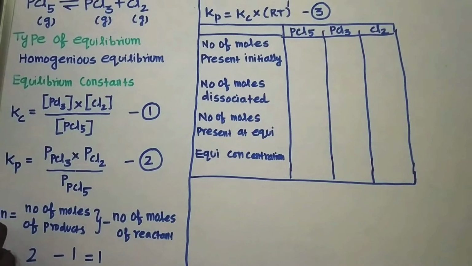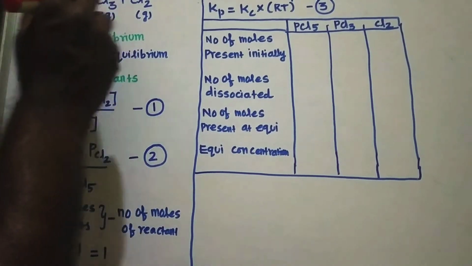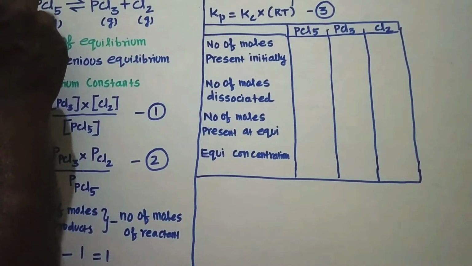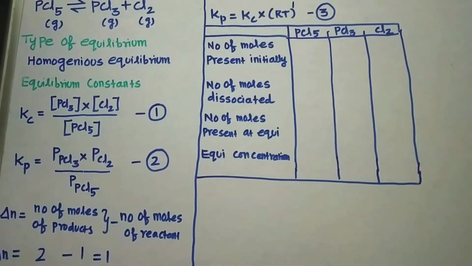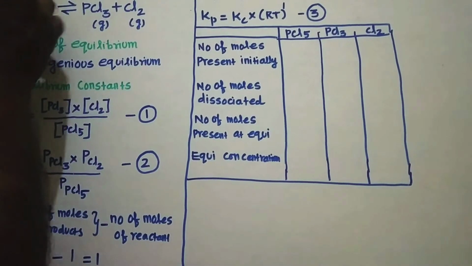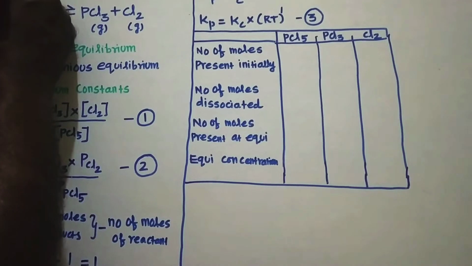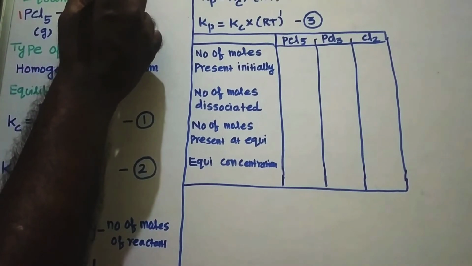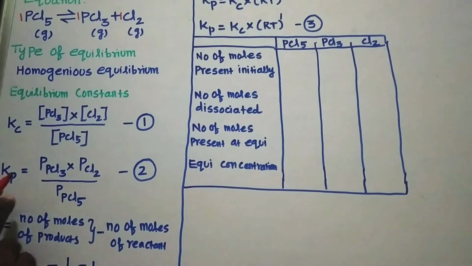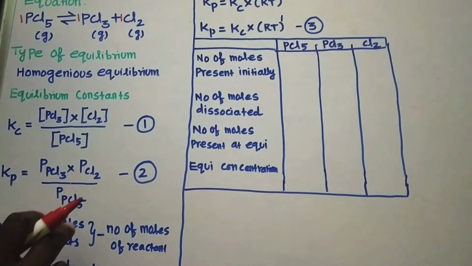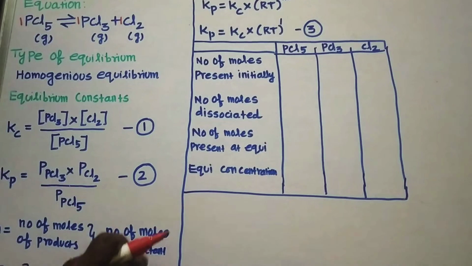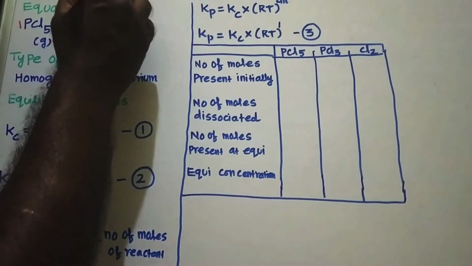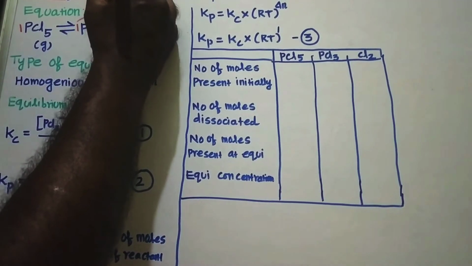Then we are going to find out the delta n value for the above equation. Here, the number of moles of PCl5 is equal to 1. Then the number of moles of PCl3 is equal to 1. Then the number of moles of Cl2 is also equal to 1. Therefore, delta n is the number of moles of product minus the number of moles of reactant. Here 1 plus 1 equals 2 moles.